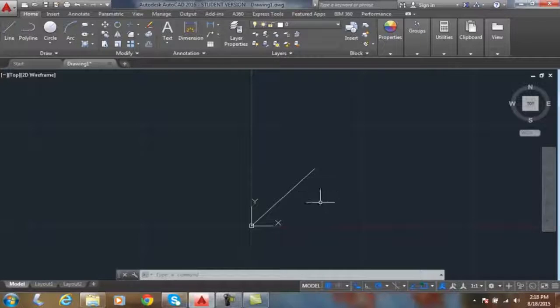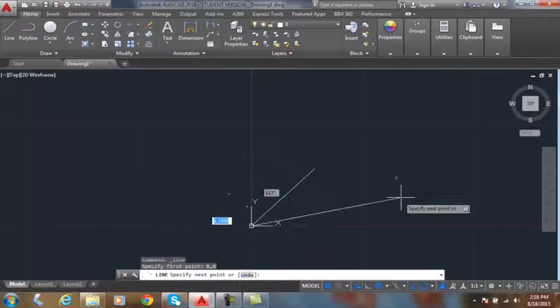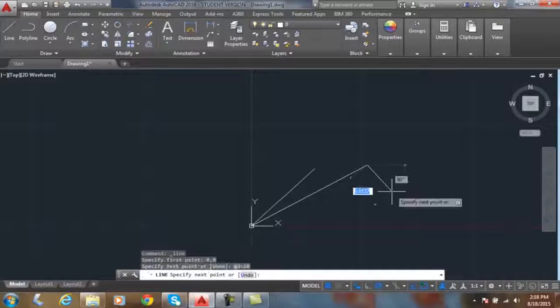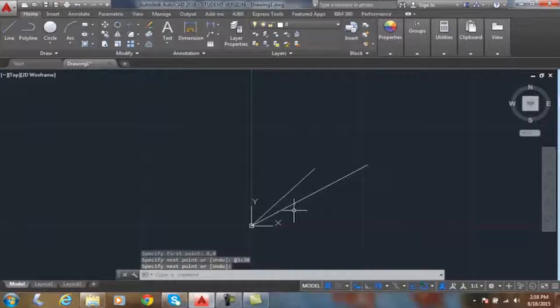Let's do another example. Let's just do a line, and I'll start this one at 0,0 again. Now I'm going to type in the at symbol, and I'm going to go 3 inches, and then the less than symbol, and then a 30 degree angle. I'm going to hit enter, and this time I drew a line that was 3 inches long at a 30 degree angle, and it put me right at this spot.